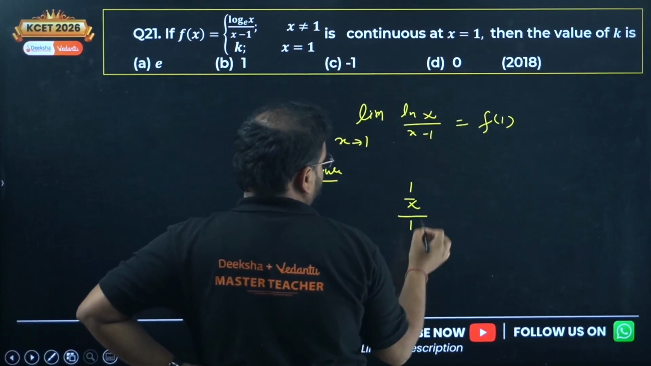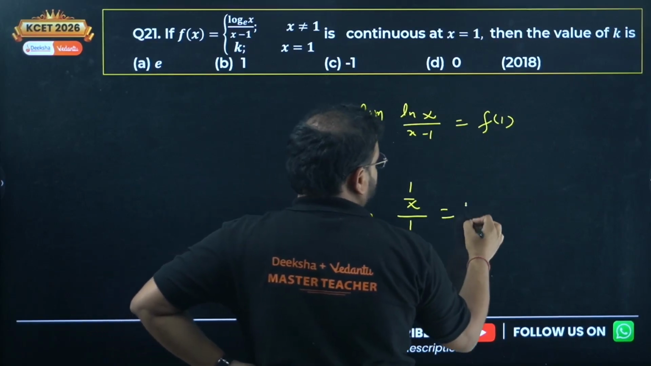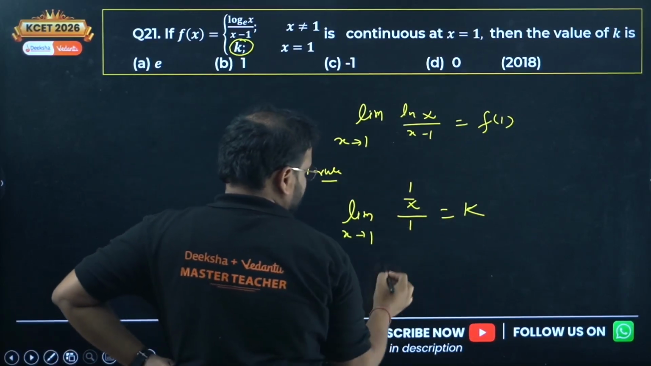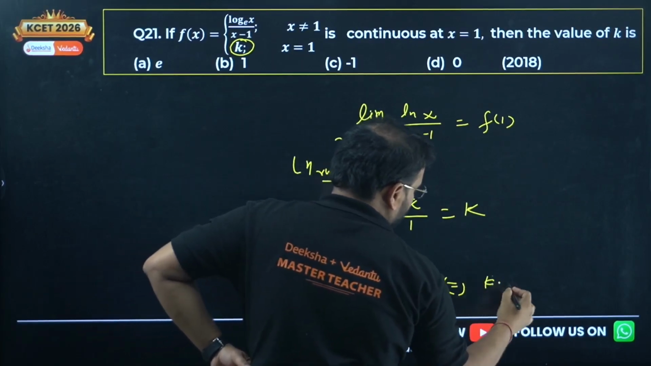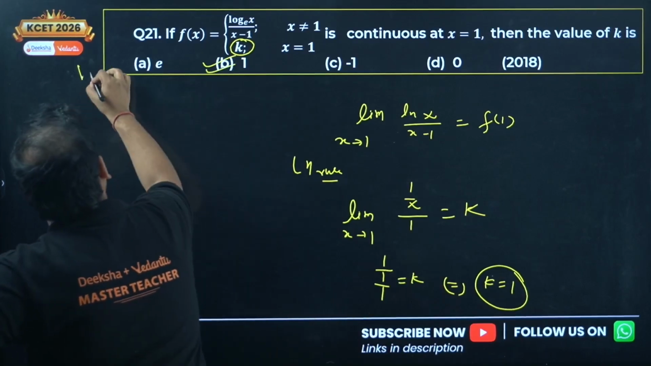Derivative of x is 1. Limit will remain as it is, x tends to 1. This is k. F of 1 is k. Put the value here, 1 upon 1 equals k. It means the value of k is what? Option B, 1.